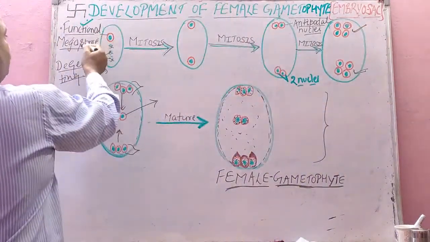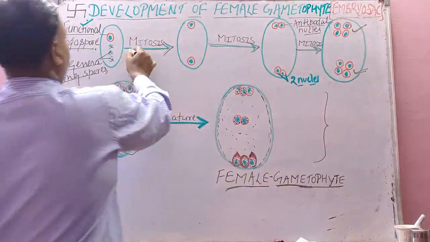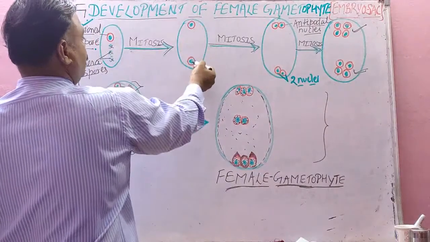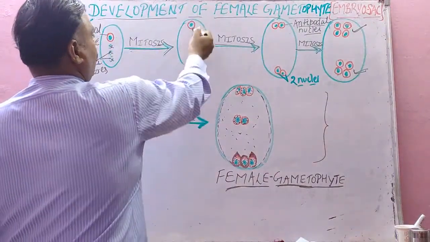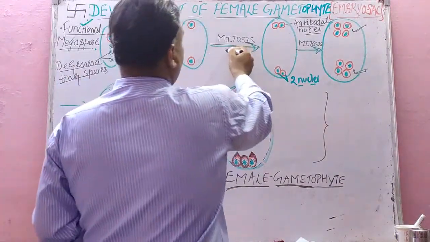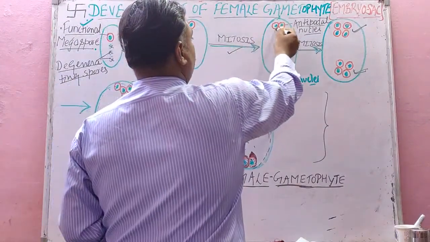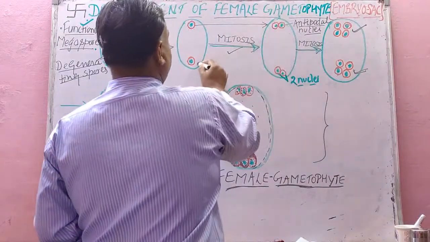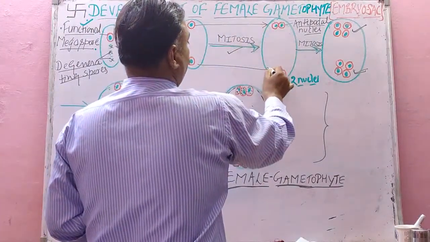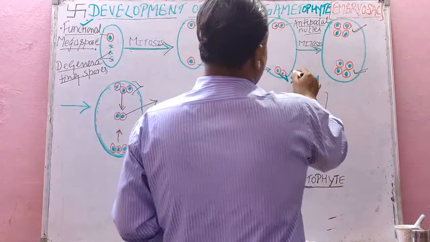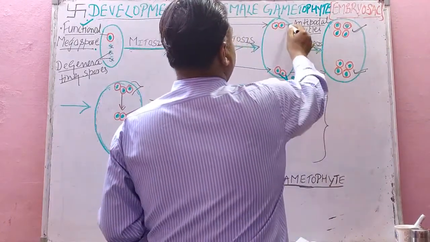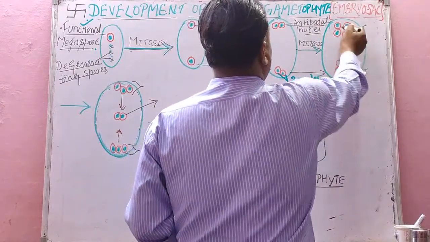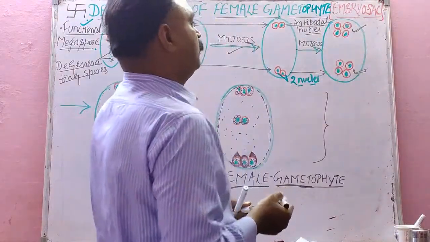When this functional megaspore divides by mitosis, it produces 2. You know, mitosis completes in one step, producing 2 daughter cells. Again, these 2 nuclei will go through mitosis and each will produce 2 daughter cells, and ultimately these nuclei divide to form 4 nuclei on each pole.